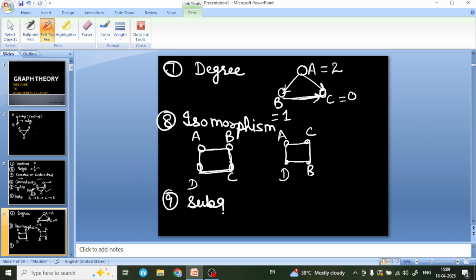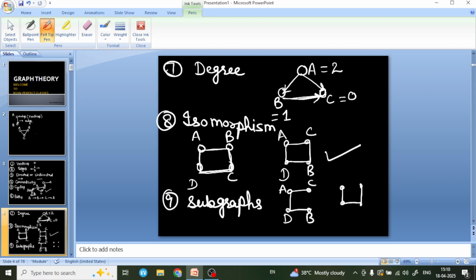Next is subgraphs. A subgraph is a graph whose vertices and edges are a subset of the original graph's vertices and edges. We can take a subgraph from this graph like this. This is a subgraph. You can take it like this: A, C, B, D. These all are subgraphs.